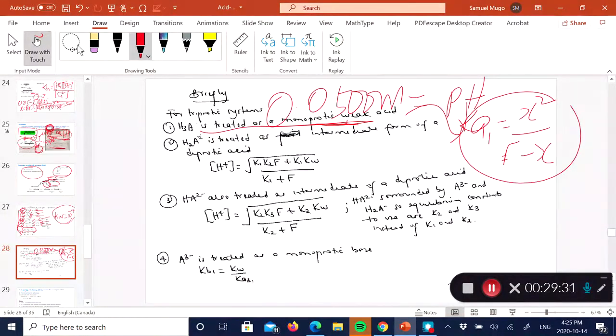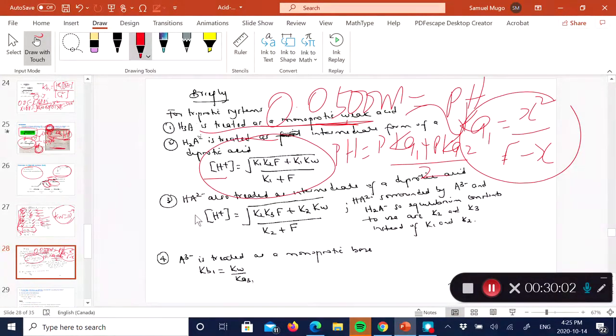If I give you the first ambiprotic or intermediate species, take note of this relationship, that the hydronium ion is equal to the square root of Ka1 times Ka2, and so forth. And it's very similar to saying pH is equal to the pKa1 plus pKa2 divided by 2. Like I said, they are concentration independent.